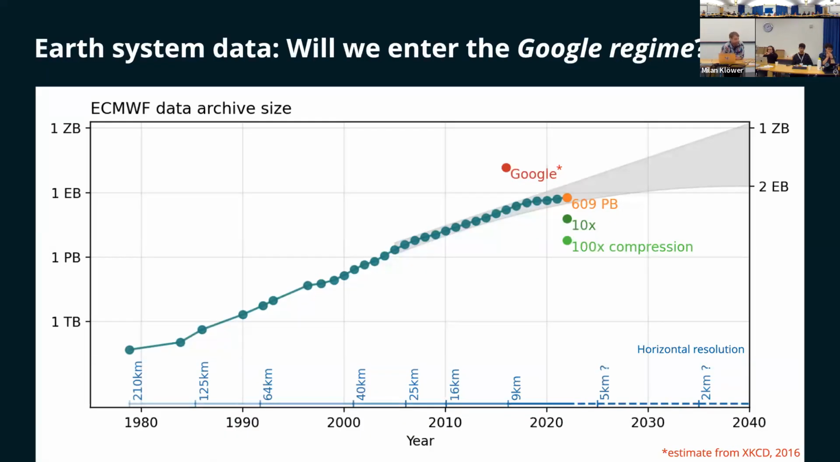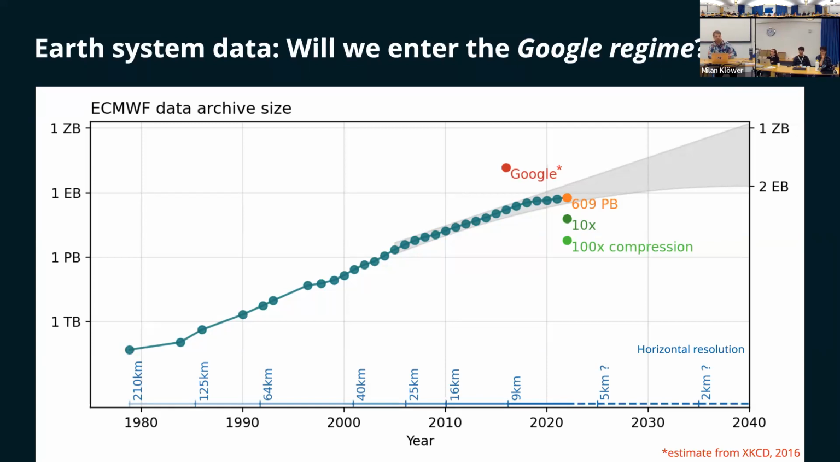Taking ECMWF again as an example, because weather and climate forecasting is a pretty big institute. This is the size of their data archive and how it's been growing over time. This figure is probably a year or two old. I'm not quite sure exactly where they are right now, but they're very, very close to the 1 exabyte barrier, meaning they have a lot of data stored literally on tapes of that size.